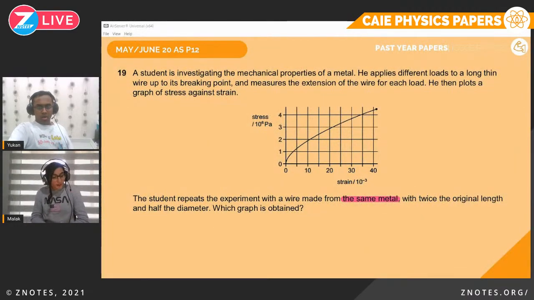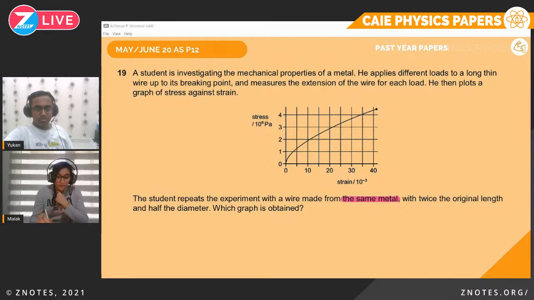Question 19. A student is investigating the mechanical properties of a metal. He applies different loads to a long, thin wire up to its breaking point and measures the extension of the wire for each load. He then plots a graph of stress against strain. The student repeats the experiment with a wire made from the same material with twice the original length and half the diameter. Which graph is obtained?